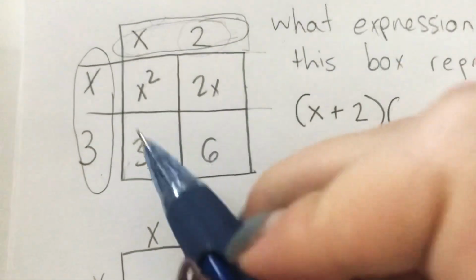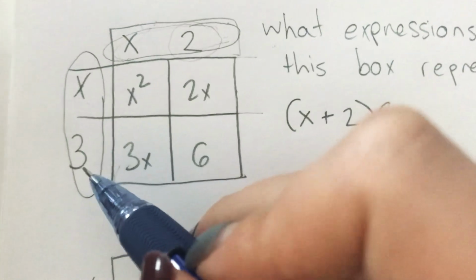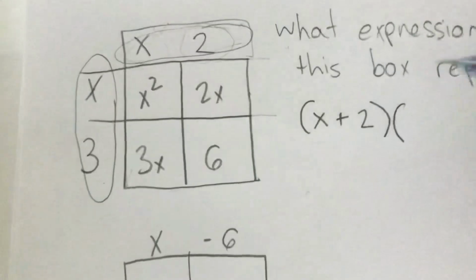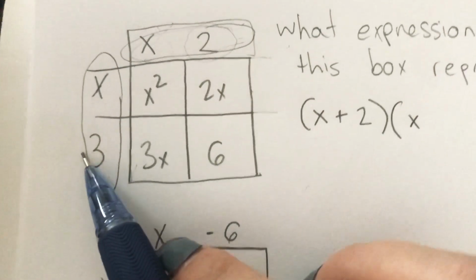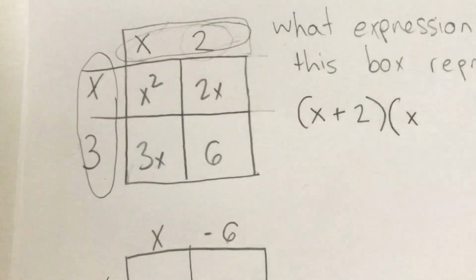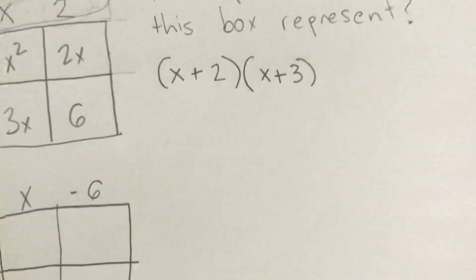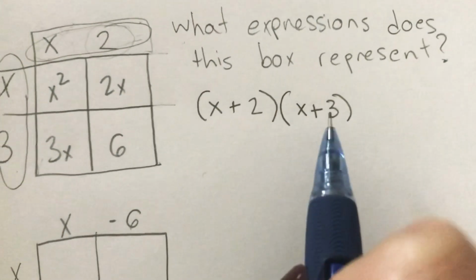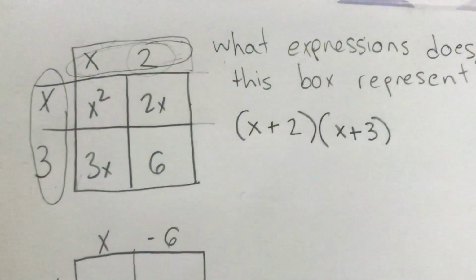My other factor is going to be on another side of the box, and I clearly see this is a positive x and this is a positive 3 because I do not have a negative sign. So I'm going to write down my x, and then in between the x and the value I must have a sign. This is a positive 3, so I'm going to label that plus 3. And this is a quadratic in factored form. So one of the expressions this box represents is this quadratic in factored form.